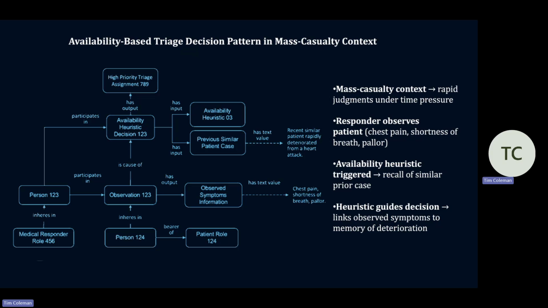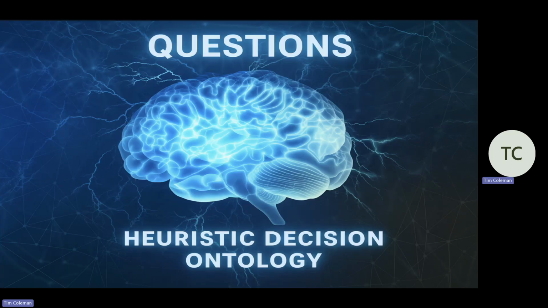So, we end where we began. Heuristics matter because they make decisions possible under constraint. By modeling them formally, we make them traceable, explainable, and reusable. As we wrap up, let me bring the threads together.